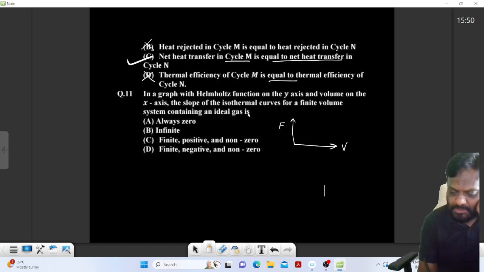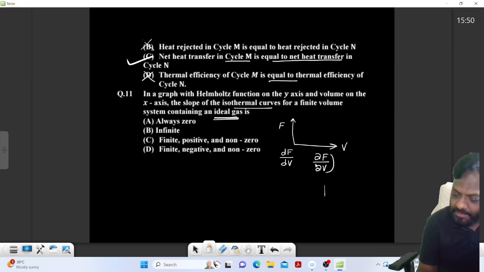Helmholtz function on y-axis, the slope of isothermal for a finite volume containing ideal gas. इसका slope पूछा है सर, df by dv. लेकिन this he is asking for isothermal. So actually he is asking dou f by dou v at constant T. This is asked, sir. ये पूछा है sir.